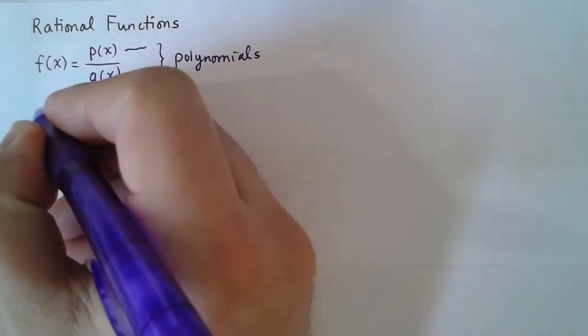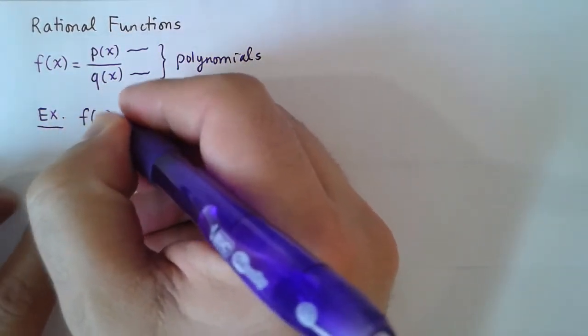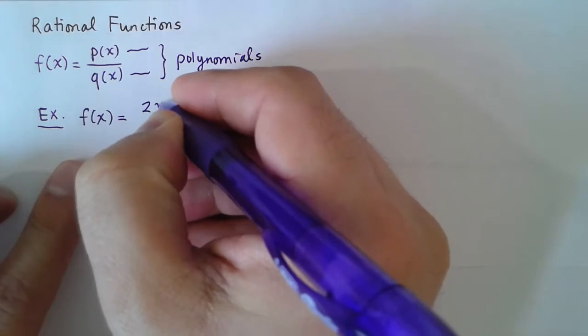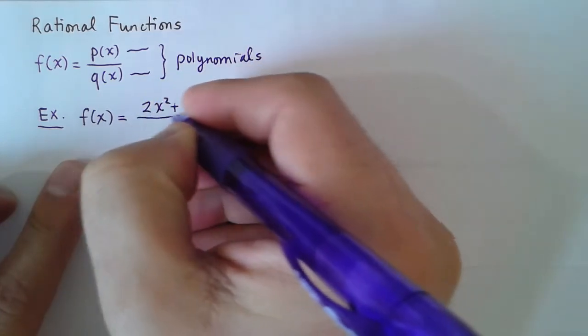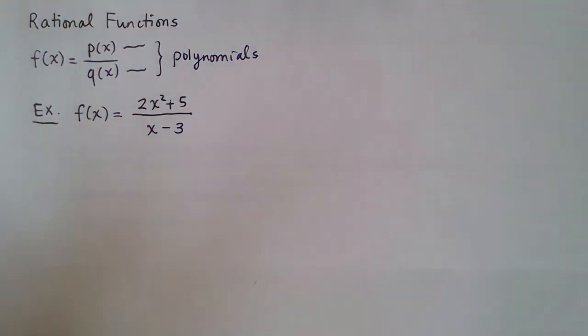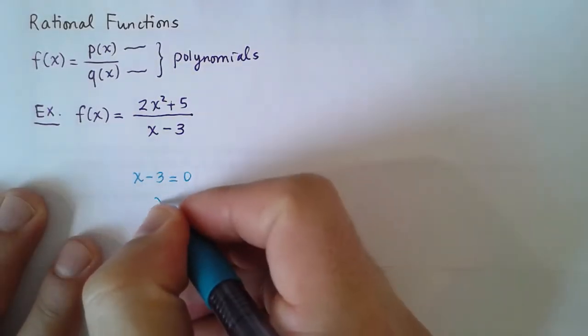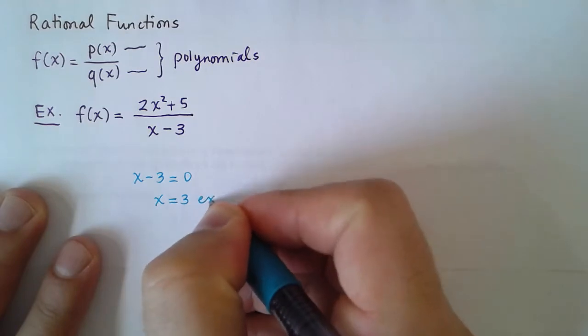So I can give you a basic example. Look at this one: f of x equals, let's say, 2x squared plus 5 divided by x minus 3. This is an example of a rational function, and just one natural question: how do we find the domain of a rational function? You simply set the denominator equal to 0 and exclude all the values that make the denominator 0. So I set x minus 3 equals 0, so x equals 3.